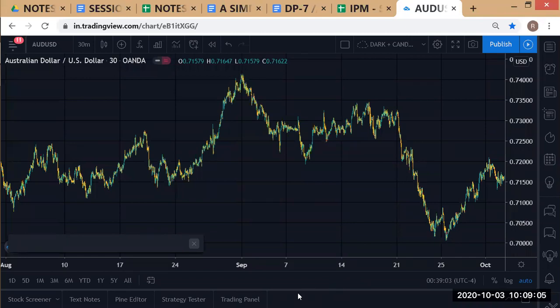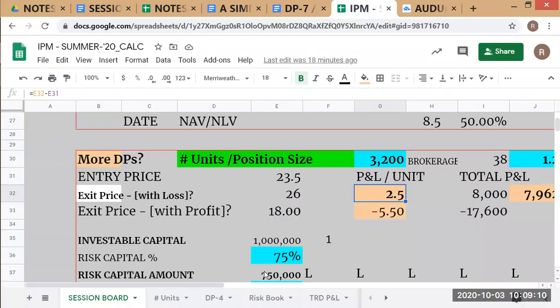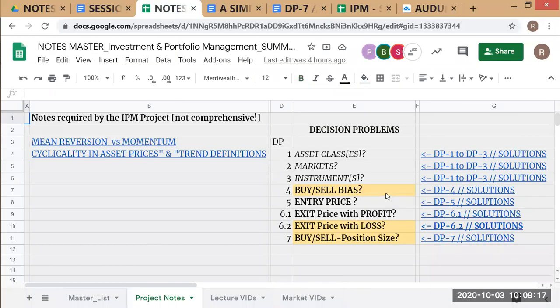So we're trading in Aussie, and we have to assume we've solved all the other problems. Let's say I want to go short, so my buy-sell bias came out negative. I was a seller based on my chart analysis. Then I assume DP5 is automatically solved by assuming all entries are at market. So I'm going to go short at market, and then the exit price with loss is easily determined.